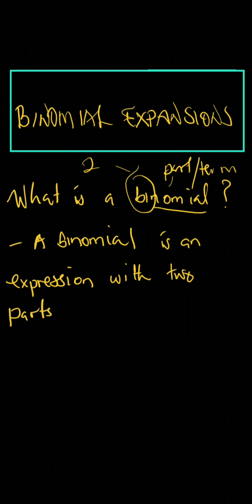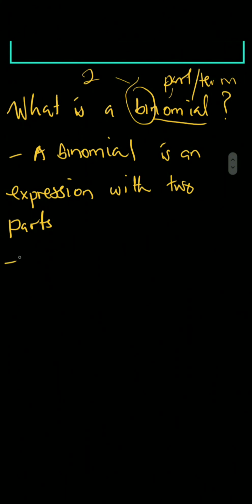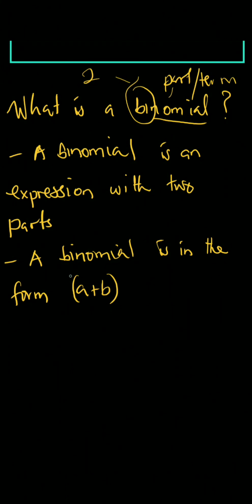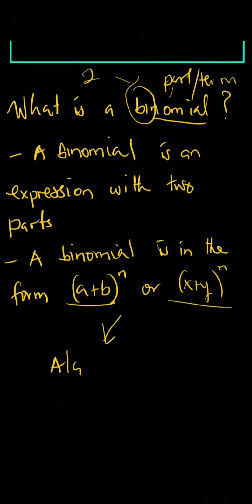Okay, now having known that it is simply an expression with 2 parts, it is expressed in the form where we open parentheses, then we have a plus b inside, then raised to the power n. In some textbooks they might express it as open brackets x plus y raised to the power n. Now one thing that we need to know is that this form is simply algebraic, so it's only a binomial when it has an algebraic form in it.